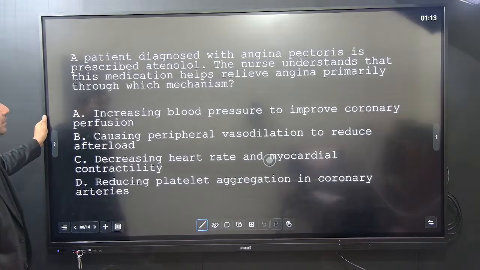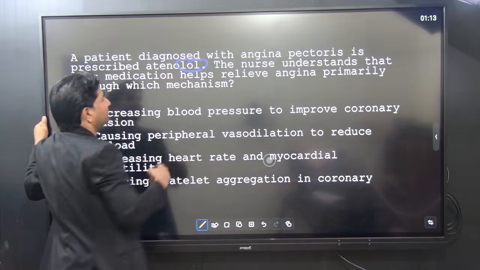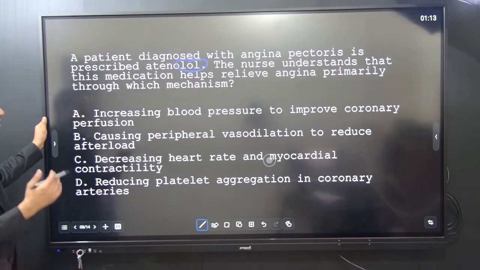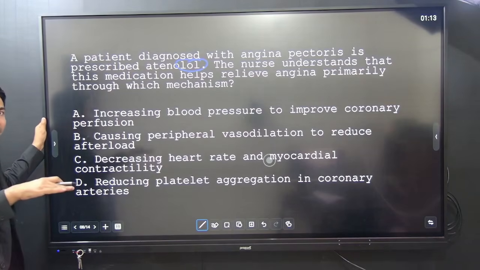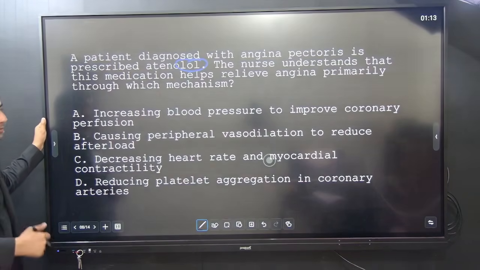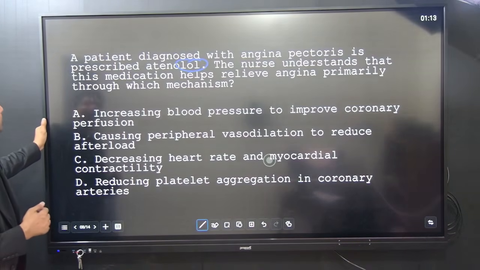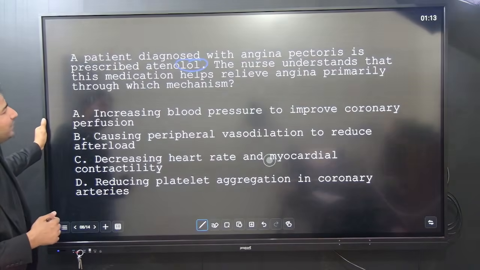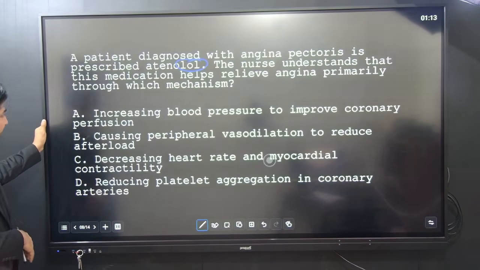A patient diagnosed with angina pectoris is prescribed atenolol. Anything ending in "lol" means it's a beta blocker. And what will these do? They'll go to the SA node in the heart and block its activity. They'll block it, which means they'll decrease the heart rate. The nurse understands that this medication helps to relieve the angina primarily through which mechanism? This means they've asked for its mechanism.